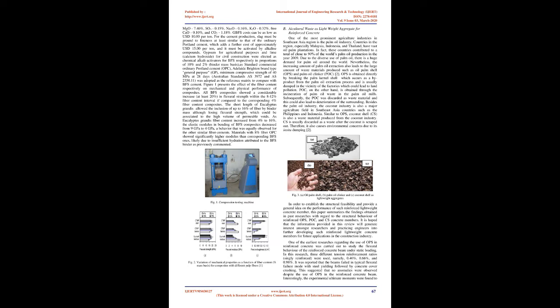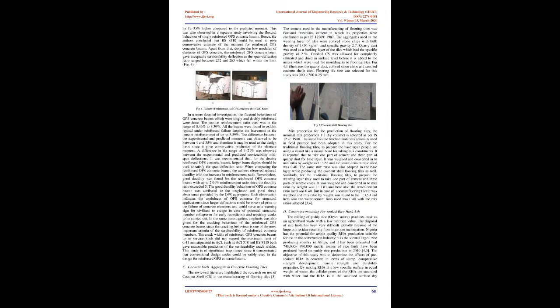One of the earliest researches regarding the use of OPS in reinforced concrete was carried out to study the flexural behavior of the reinforced concrete beam under static loading. In this research, three different tension reinforcement ratios, singly reinforced, were used, namely 0.46%, 0.66%, and 0.98%. It was reported that the beams failed in typical flexural failure mode with steel yielding followed by concrete cover crushing. This suggested that no anomalies were observed despite the use of OPS in the reinforced concrete beam.